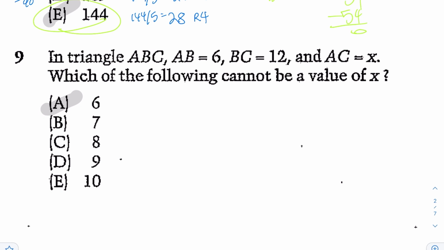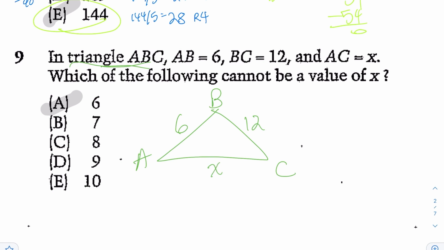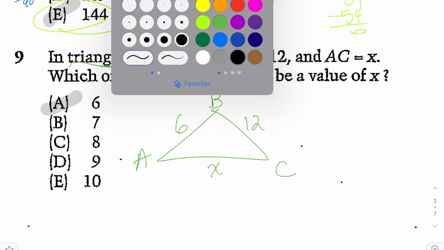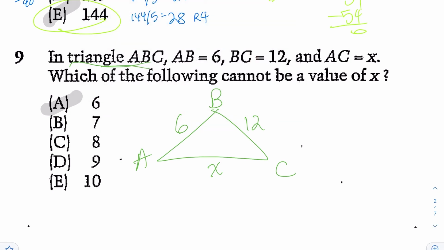All right, next for number 9, in triangle ABC, AB is equal to 6, BC is equal to 12, and AC is equal to x. Which of the following cannot be a value of x? So here you're talking about a triangle. I don't see a triangle, so you're going to have to draw a triangle and label it triangle ABC. AB is equal to 6, BC is equal to 12, and AC is equal to x. Now, x could be a whole bunch of potential values, but there are restrictions for what x can or cannot be. Specifically, you have to use what's called triangle inequality.